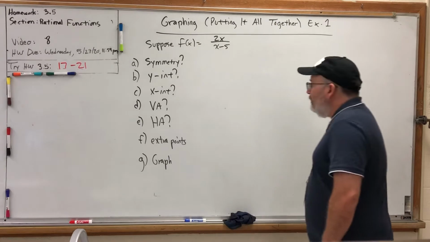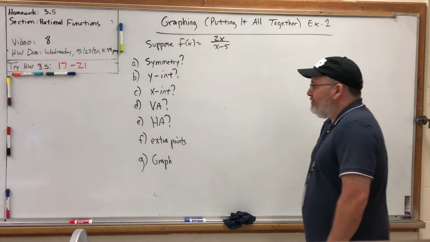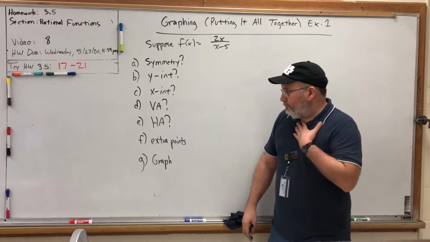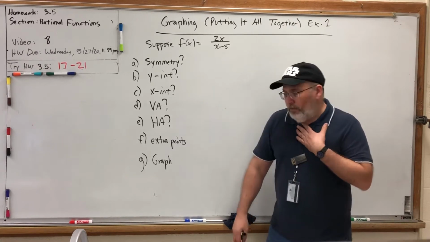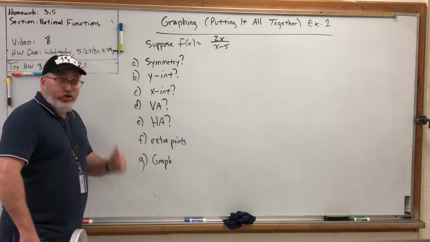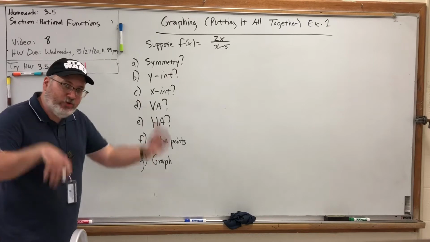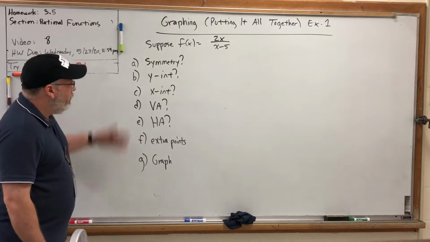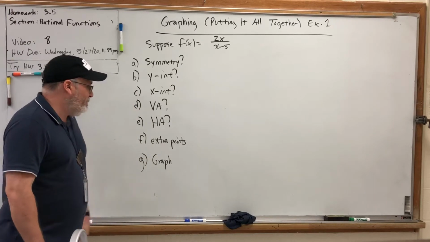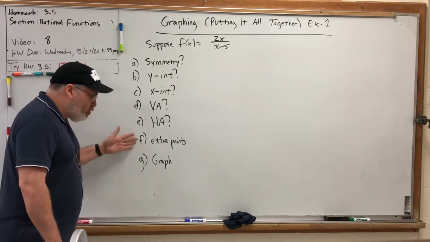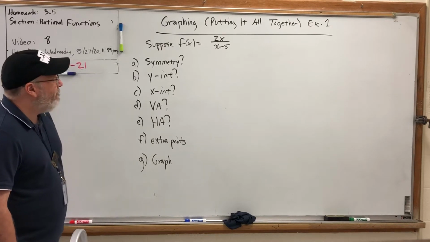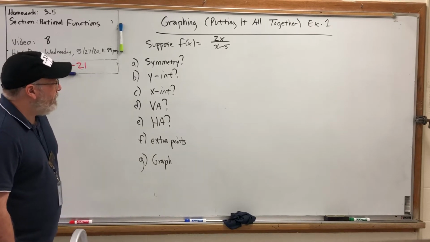All right. So this is based on how questions 17 through 21 will look, where they give you a rational function and ask you to do a lot of things with it. Symmetries, odd function or even function, so y-axis symmetry or origin symmetry. Y-intercept and x-intercept, no surprise there. Vertical and horizontal asymptotes, not really a surprise. Extra points, and I'll talk about what that means in a moment, and then put it all together to make a graph. So let's do it.